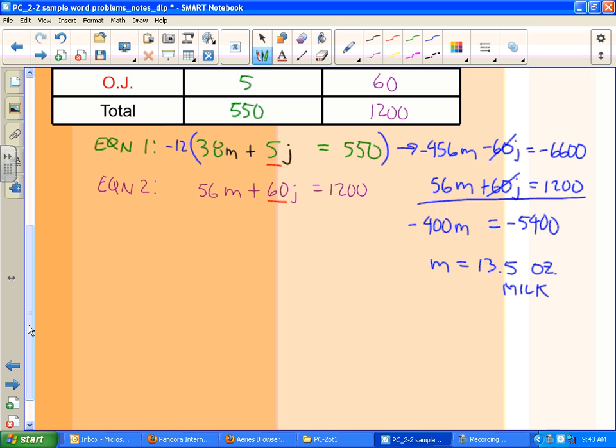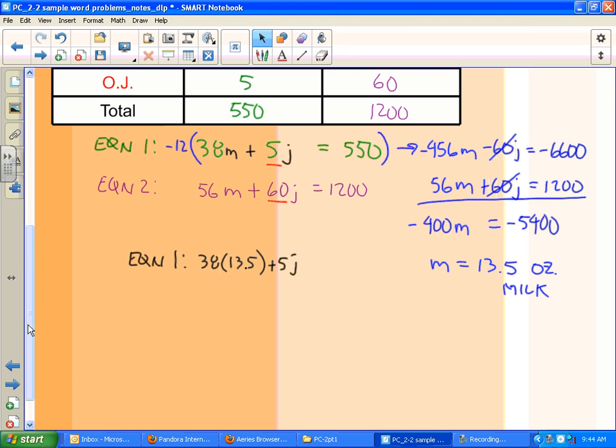And then to find J, what do I do? Plug it in where? Into M. And I can plug it into any of the equations, correct? Correct. So we can plug M. Let's say we want to go into equation 1. Then I'd have 38 times 13.5 plus 5j would equal 550.